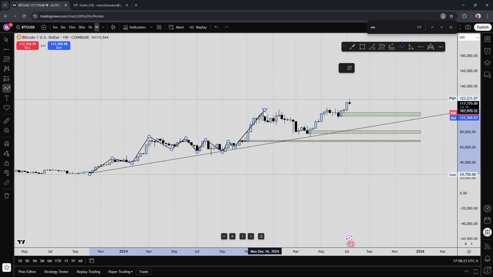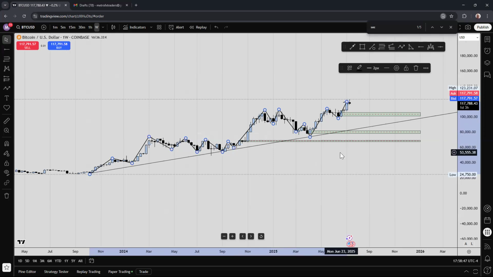Then it does a little retracement, does another double top, and pulls back, bounces off the trend line. That's why you've got to mark your trend lines, because if it bounces off the trend line, you can actually place a buy trade. And this is where the market's at right now.